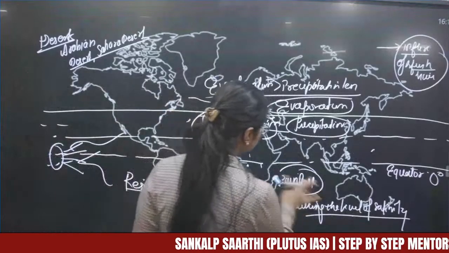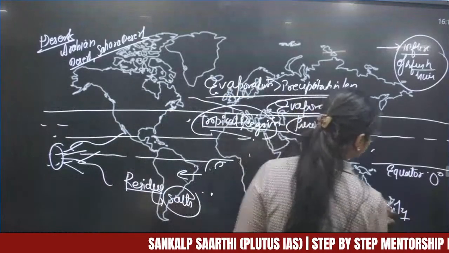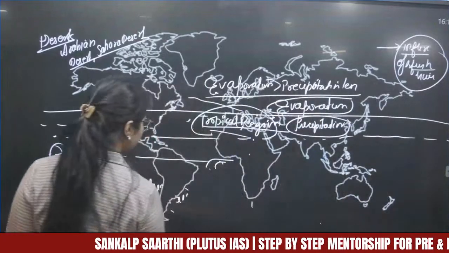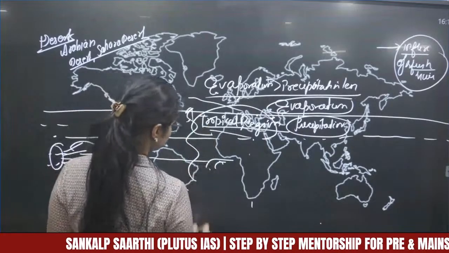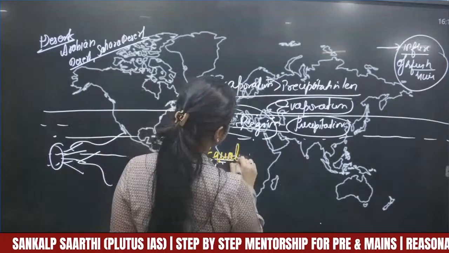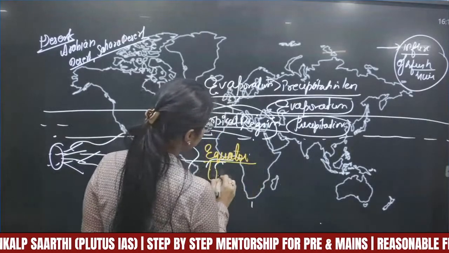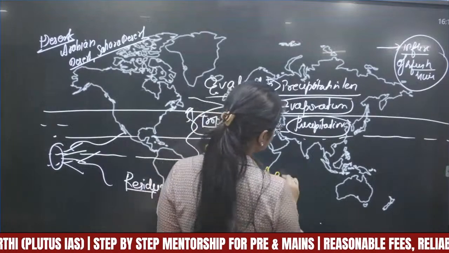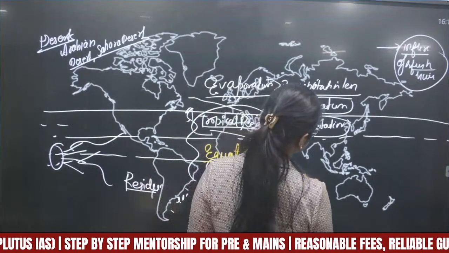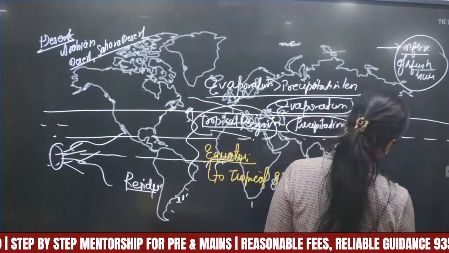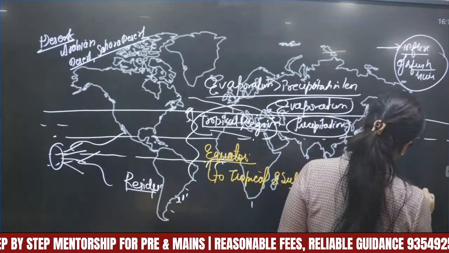So what can I conclude from here? Can I conclude that as I'm going from the equator to the tropical and subtropical regions, the salinity of the water body is increasing? Is it true? Yes.